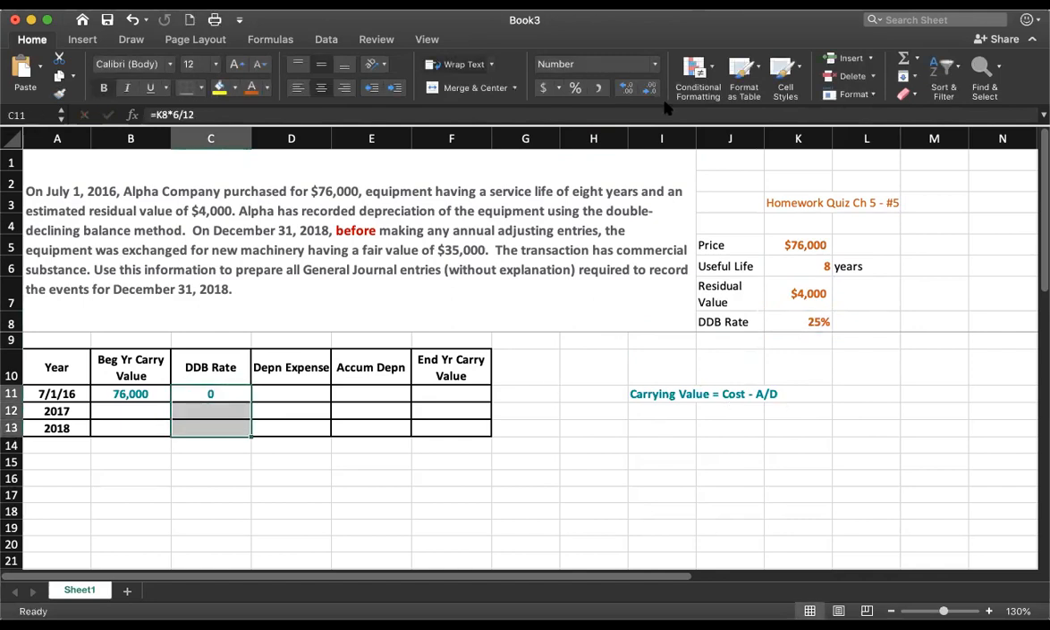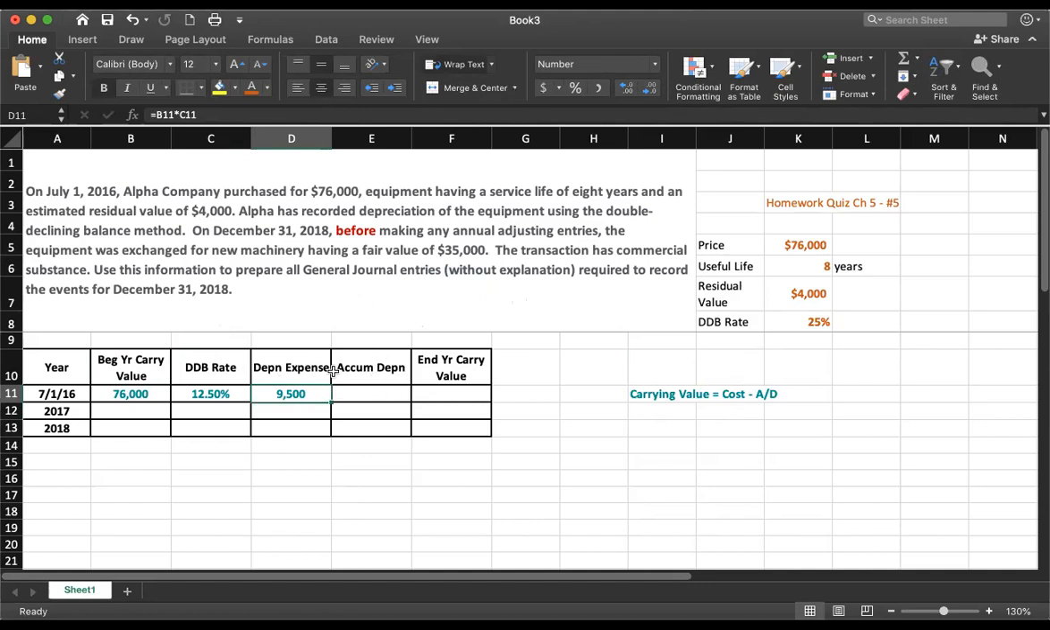And, well, let me make this into a percent. Okay, so therefore the depreciation expense for 2016 is going to be equal to the carrying value multiplied by the double declining balance rate. And then this will give us the depreciation expense for 2016 when they owned it for half a year.